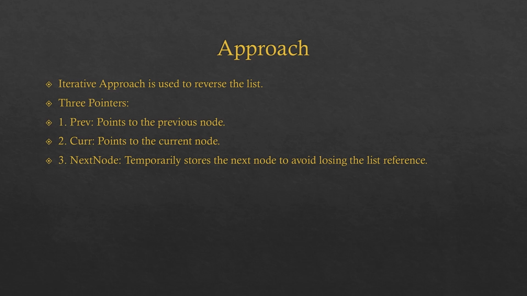To reverse the linked list, we use an iterative approach. We maintain three pointers: prev, which initially points to null and will eventually point to the previous node as we reverse the list; curr, which points to the current node we are processing; and next node, which temporarily stores the next node to avoid losing the list reference during the reversal process. By iterating through the list, we adjust the next pointer of each node to point to the previous one, effectively reversing the direction of the list.